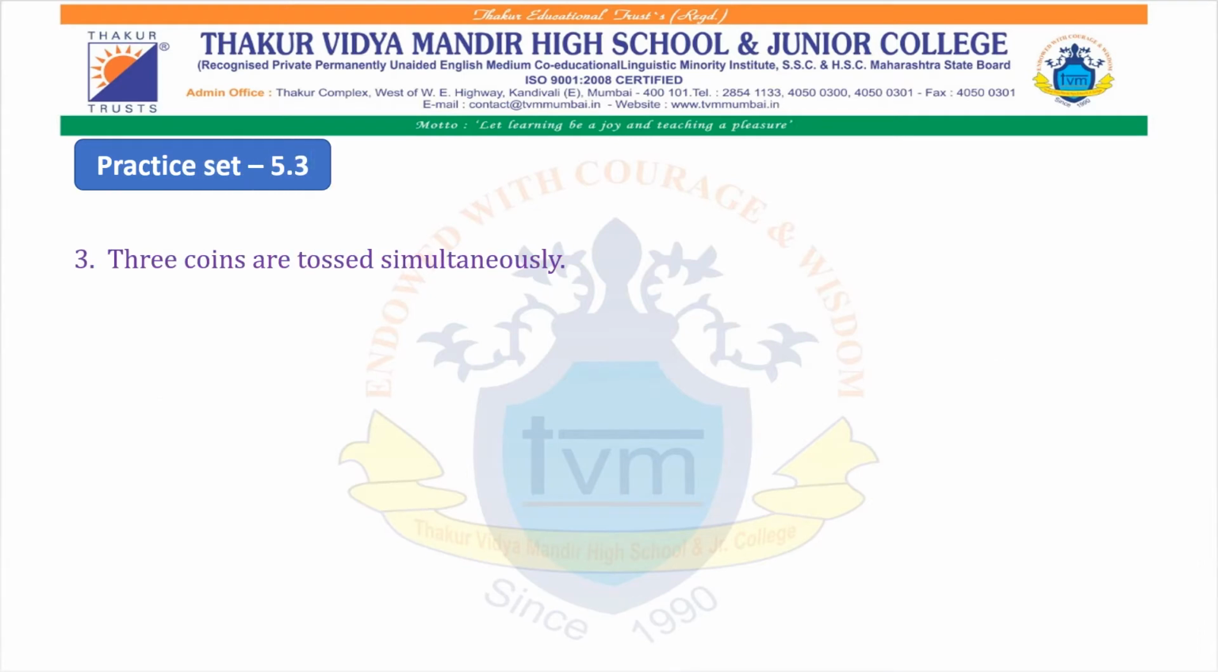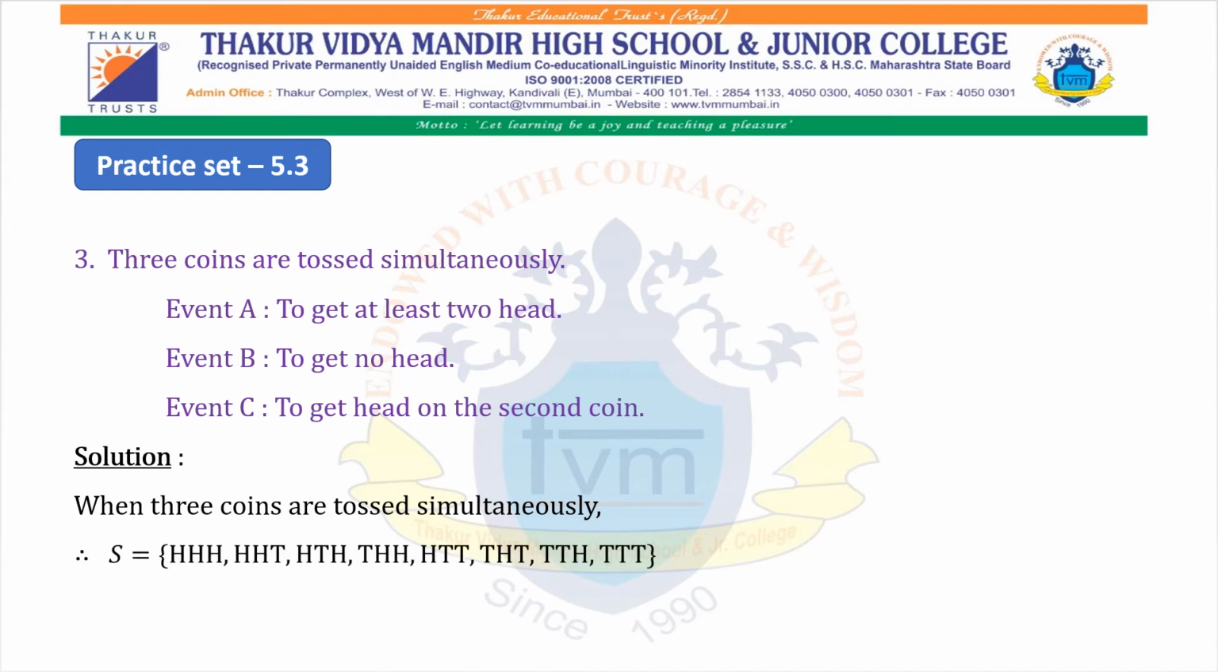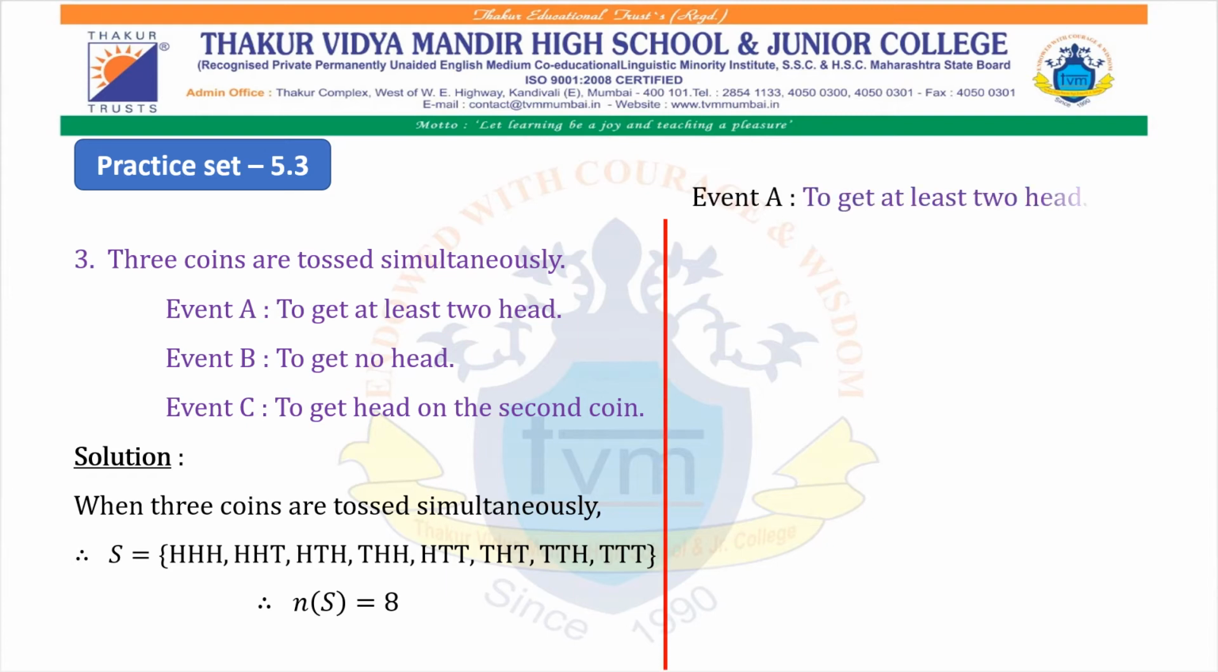Question 3. Three coins are tossed simultaneously. Event A, to get at least 2 heads. Event B, to get no head. Event C, to get head on the second coin. Solution: when three coins are tossed simultaneously, S = {HHH, HHT, HTH, THH, HTT, THT, TTH, TTT}. Therefore, n(S) = 8.